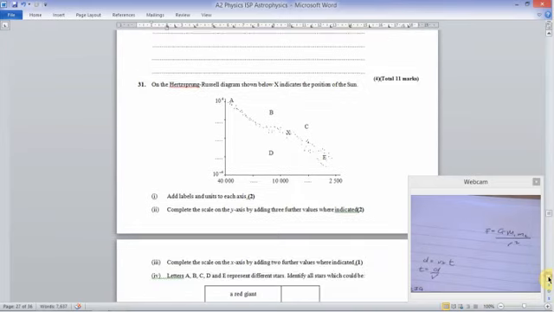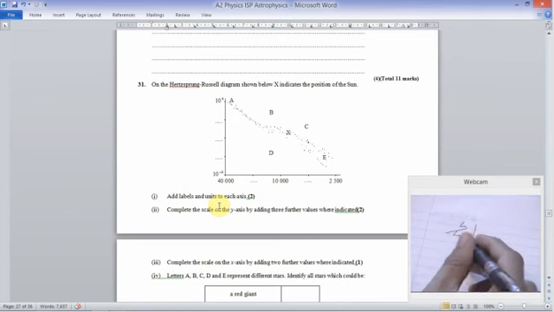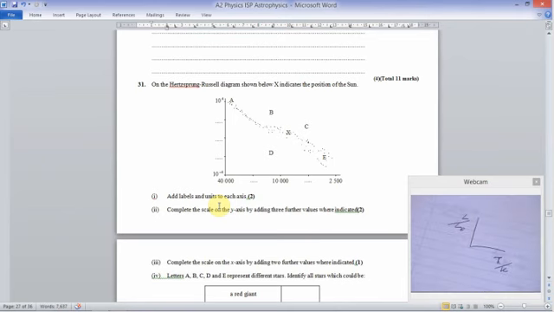Okay, question 31. So we've got an HR diagram, and on this HR diagram they've left the two axes blank. We need to add labels and units to each axis. So it should be L and T for your labels: L, luminosity of the sun, and T, temperature, with Kelvin, K, for your units.